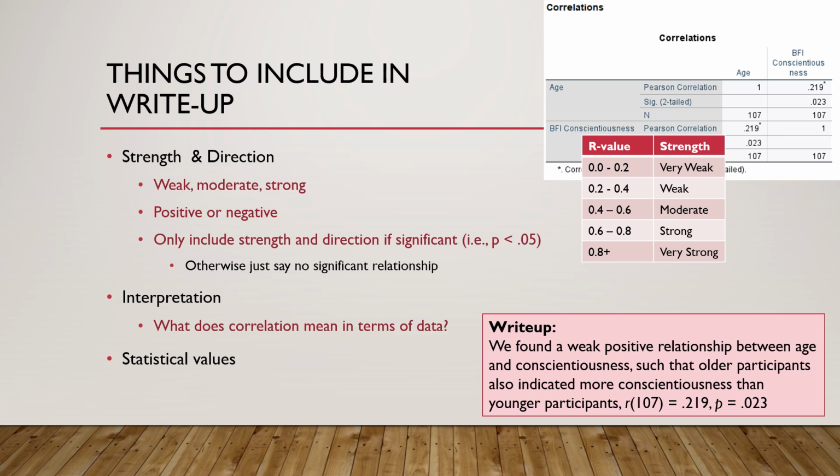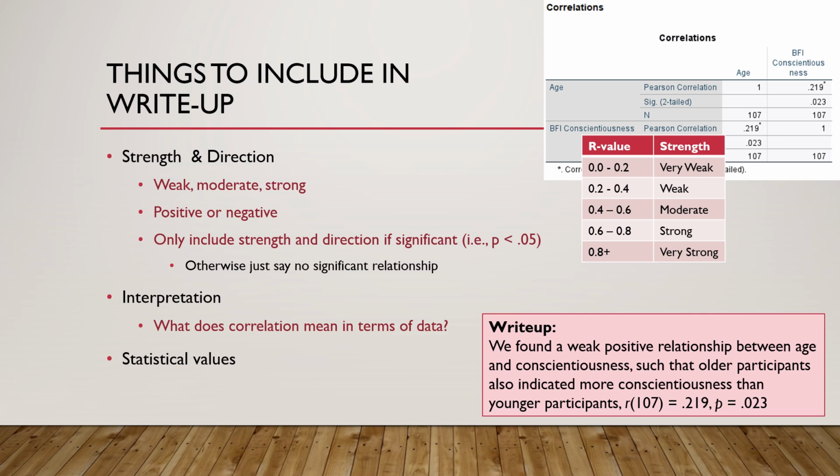Now this table I have of R values is absolute value, so this is just the positive end, but it could also be the negative end, the negative direction, where there's a negative relationship. So a negative 0.2 would be very weak or weak. A negative 0.7 would be a strong negative relationship.